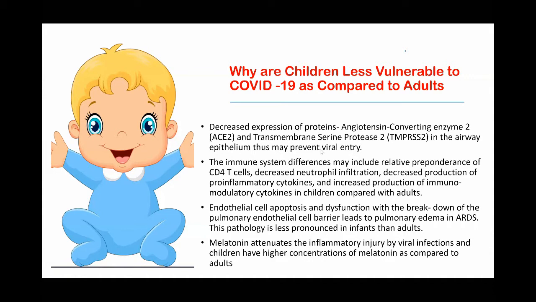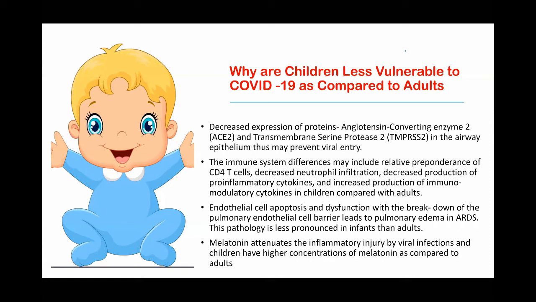basically has less neutrophilic infiltration, decreased production of pro-inflammatory cytokines, and increased production of immunomodulatory cytokines as compared to adults. Another important thing is that endothelial cell apoptosis and dysfunction with the breakdown of the pulmonary endothelial cell barrier leads to pulmonary edema and ARDS. This pathophysiology is less pronounced in children as compared to adults. There's a recent article that says melatonin, which is less in children as compared to adults, is basically responsible for the inflammatory injury.